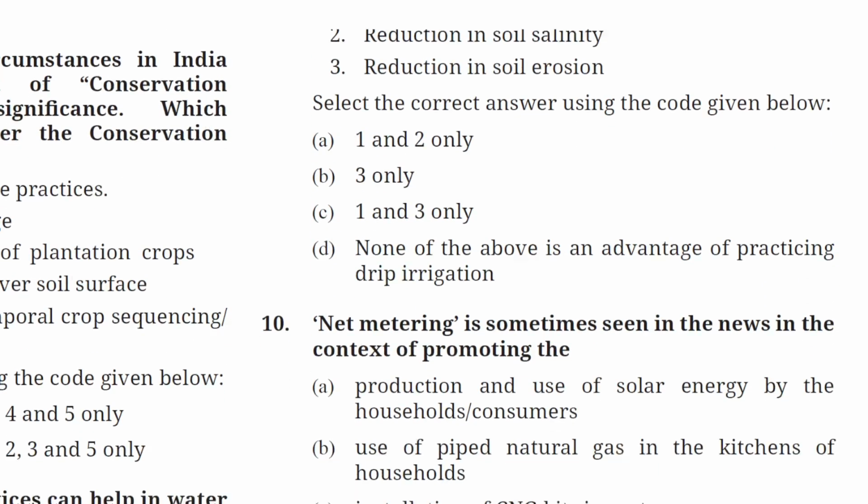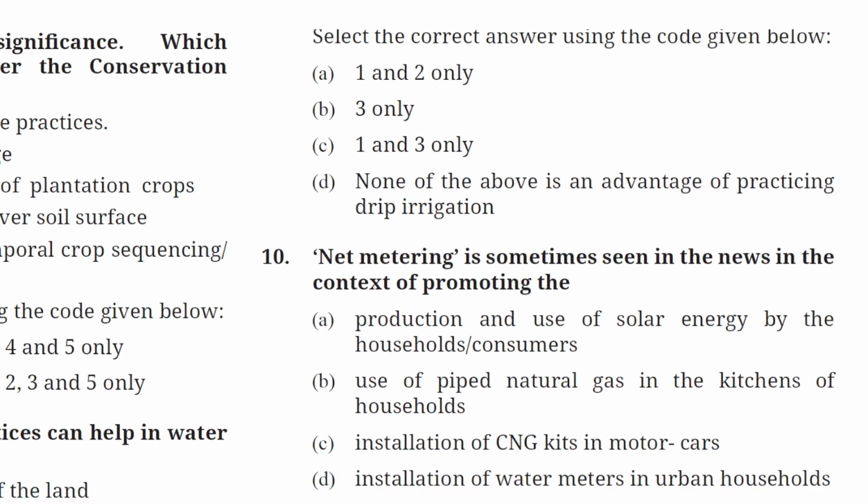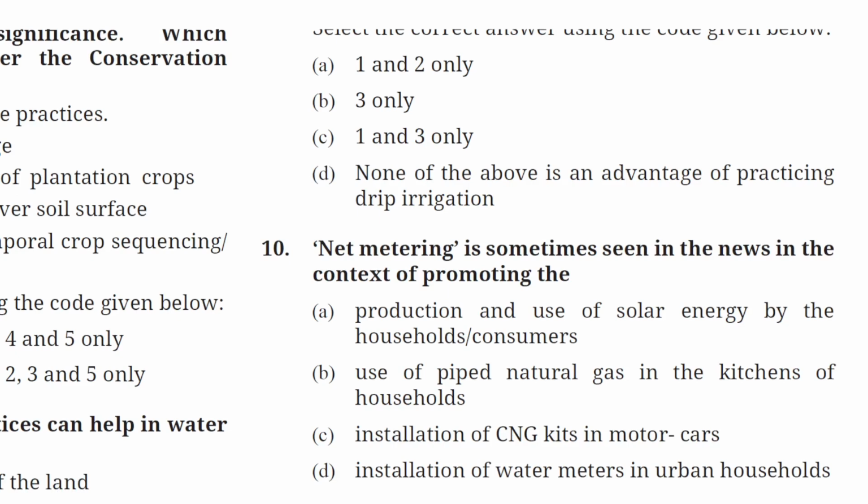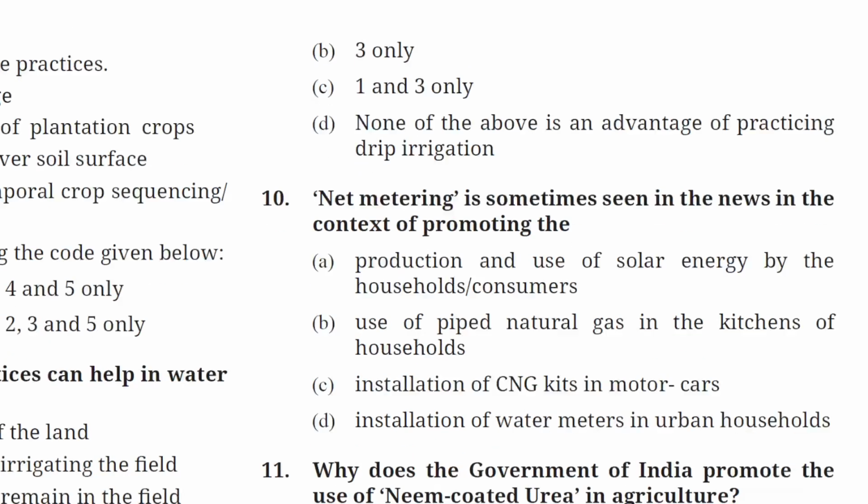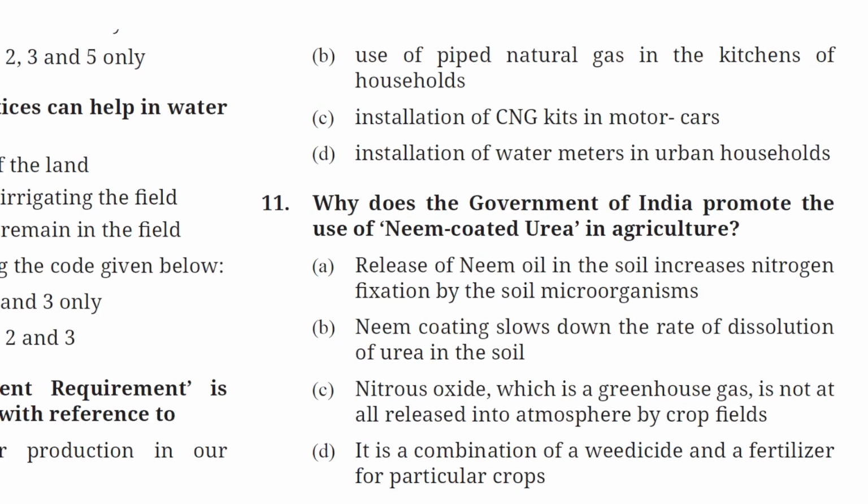Question number 10. Net metering is sometimes seen in the news in the context of promoting. Okay. The context of net metering is production and use of solar energy by the households and consumers. So answer is A. Why does the government of India promote the use of neem coated urea in agriculture? So urea, but neem coated. Why is India promoting the neem coated urea? Okay. Neem coating slows down the rate of dissolution of urea in the soil. Release of neem oil in the soil increases nitrogen. No, it's not that one. Slowing the dissolution of the urea in the soil is the correct statement. Okay, answer is B.